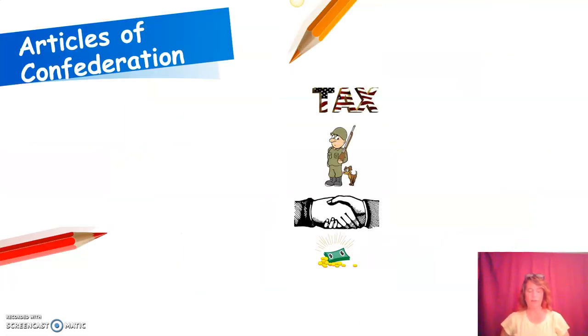The states did find a way to work together. They made a set of laws called the Articles of Confederation. It set up a national government for all 13 states. But the states were given way too much individual power.